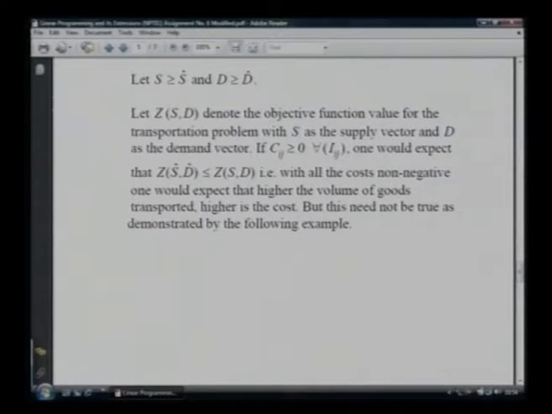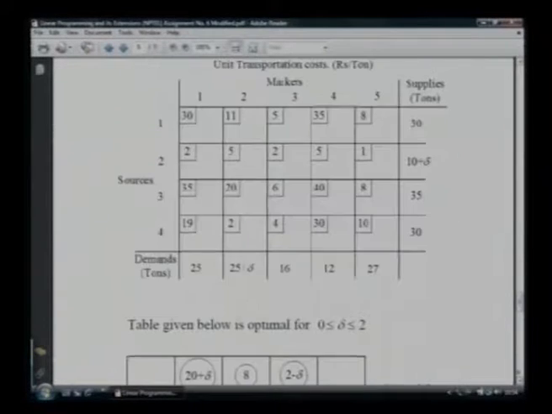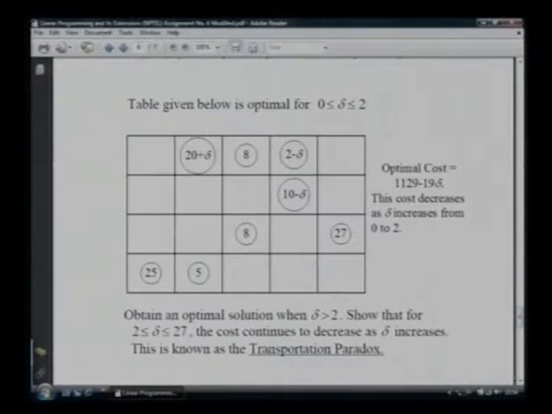It is possible that even though you are transporting more goods, the traffic is more, your cost may still be smaller, right. And I am giving you an example here. In this case, you see this is the table, and 10 plus delta is the supply at source 2, and 25 plus delta is the demand at market 2. Now the solution shown in this tableau is feasible for delta between 0 and 2, and you can also verify that it is optimal for all values of delta between 0 and 2, right. But you see that the optimal cost is 1129 minus 19 delta. That means as delta increases, the cost will decrease. So this is the kind of paradox I am trying to show to you.